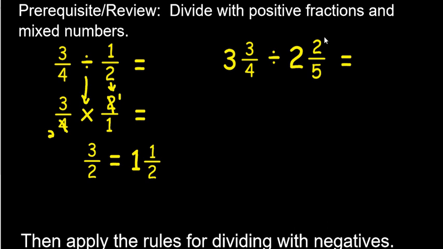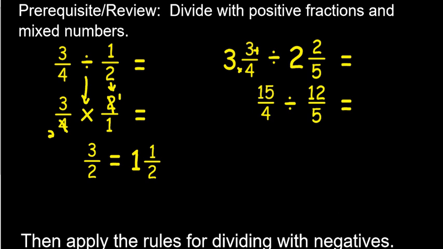Now, there's only one additional step when you're dividing with mixed numbers, and that is to convert the mixed number into an improper fraction. So we're going to take 3 times 4. So multiply the whole number by the denominator and then add the numerator. So 12 plus 3 is 15. And we're going to rewrite this problem as 15/4 right here. And we're going to do the same thing for 2 and 2/5. So 2 times 5 is 10, plus 2 is 12/5.